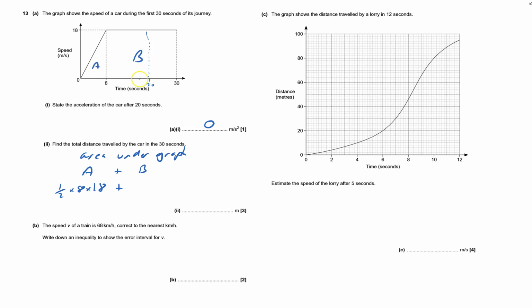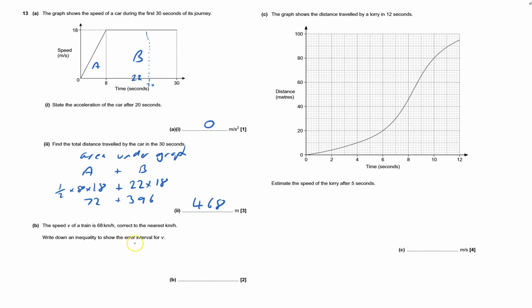to 30, so that's 22 as the base. Got to be careful, it's not 30. It's from 8 to 30, which is 22, times the height, which is 18, and that is 396, plus 72, and that is 468 meters. So the speed of the train is 68 kilometers per hour, correct to the nearest kilometre per hour.